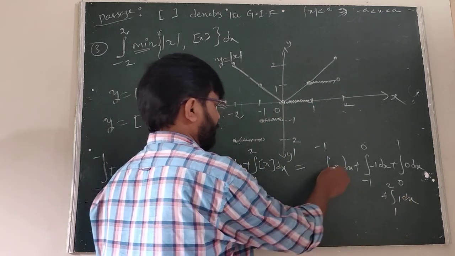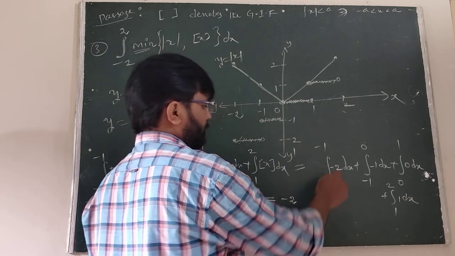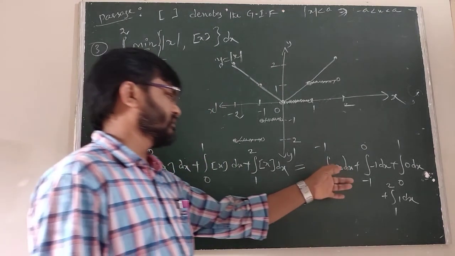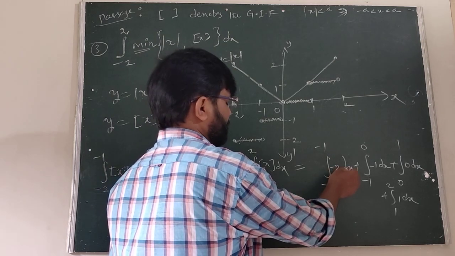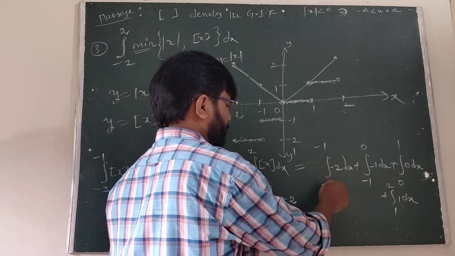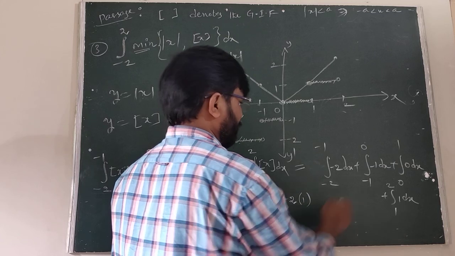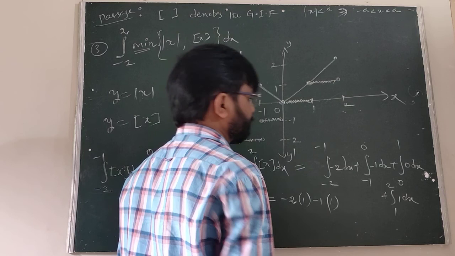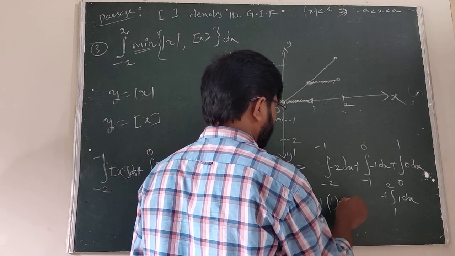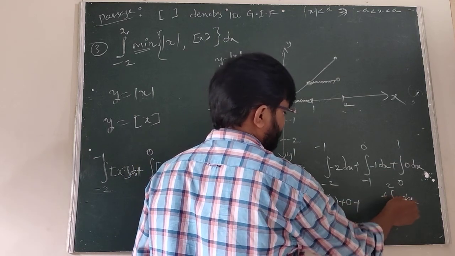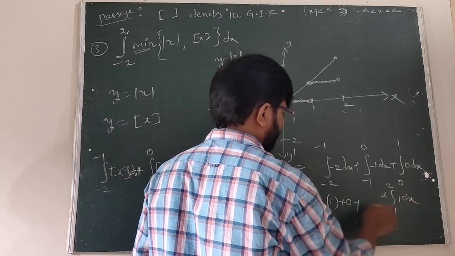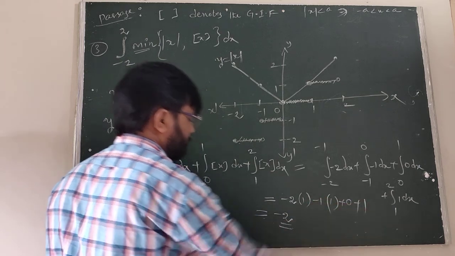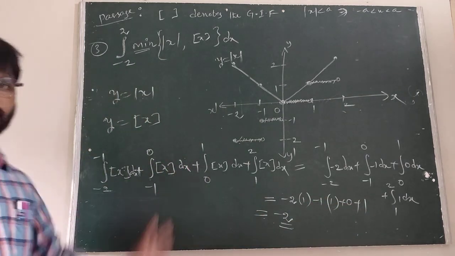Therefore, now we can write -2 outside, the integral of 1 dx. The integral of 1 dx is x. So x from -2 to -1: -1 minus of minus 2 is 1. Then for -1 to 0, this is 0 minus of minus 1, which is 1. Therefore, this is completely 0. After that, the integral of 1 dx is x, so 2 minus 1 is 1. Therefore, here we got only -2. The -1 plus 1 cancel. The answer is -2. Okay.